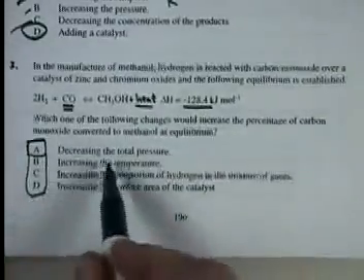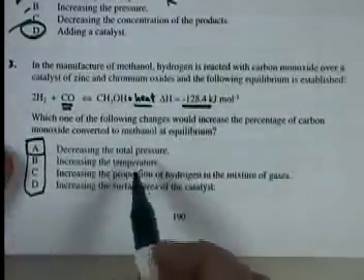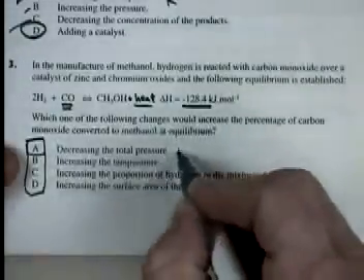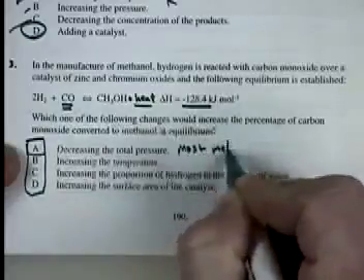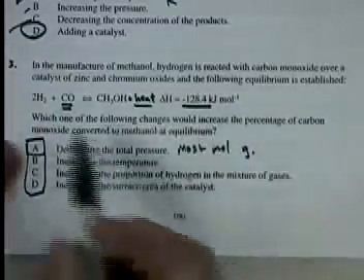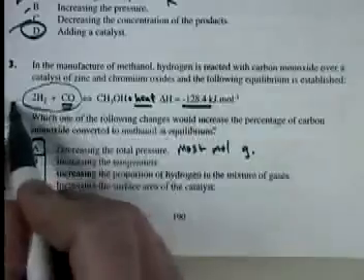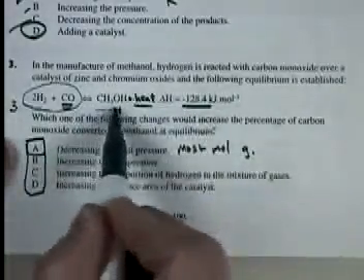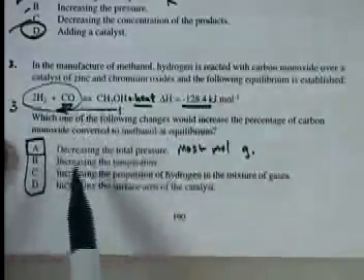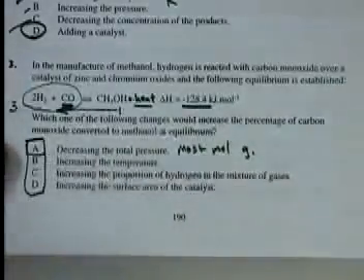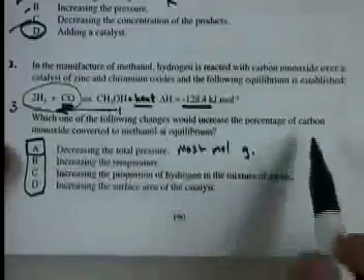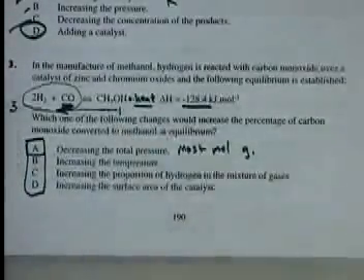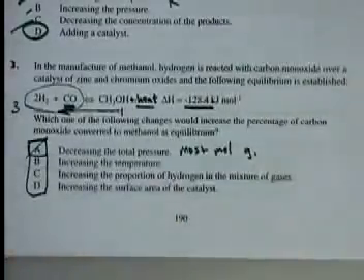Letter A says decreasing the total pressure. Well, if we decrease the pressure, remember it's going to shift to the side with the most moles of gas. If you look over here, there's 3 moles of gas on this side. And if you look on this side, there's 1 mole of gas. Well, the reaction would shift to the left, and in effect, we'd be increasing the amount of CO. Remember, the question wanted to take the carbon monoxide and convert it to methanol. Well, we're not actually doing that, so A is not a very good choice.